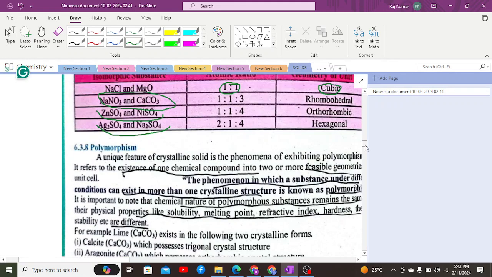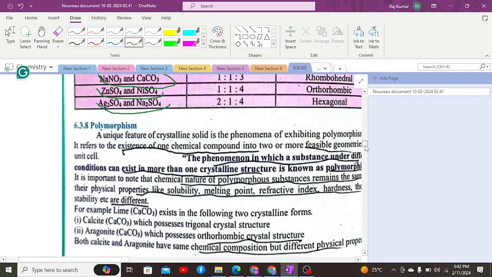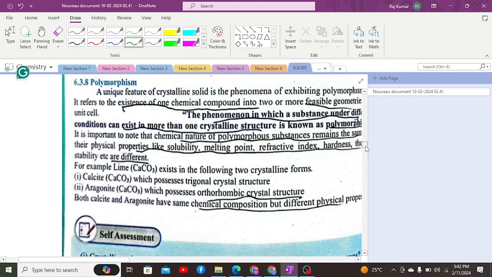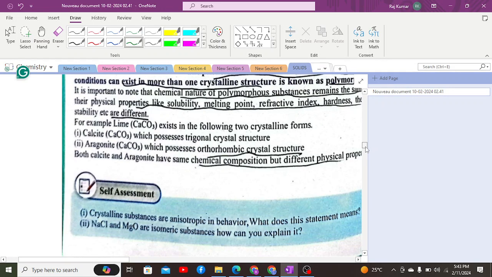When it comes to their other characteristic, a unique feature of crystalline solid is that they have the phenomenon of exhibiting polymorphism, such that if we are having a single substance which can exhibit its crystalline structure in more than one shape, then it would be known as polymorphism.